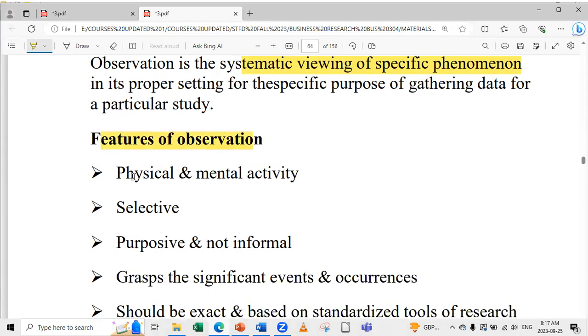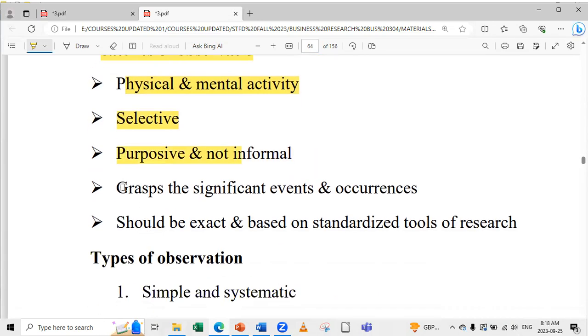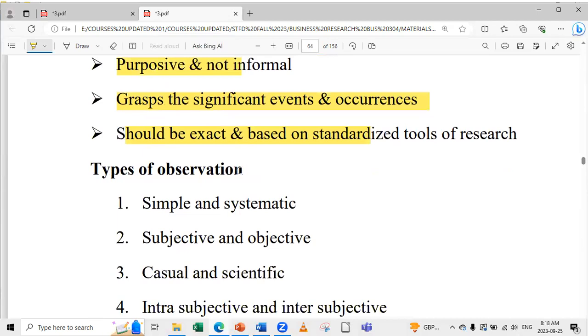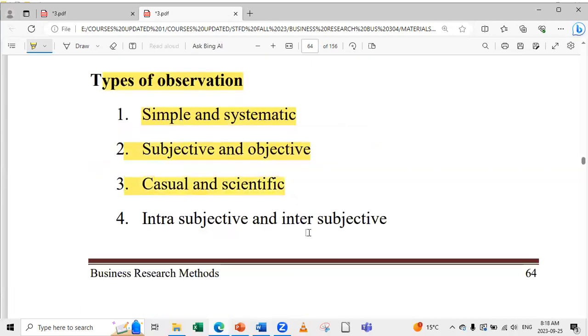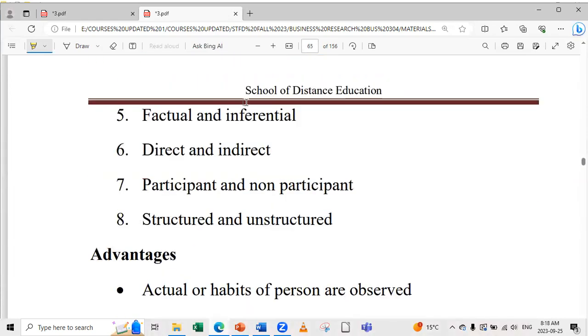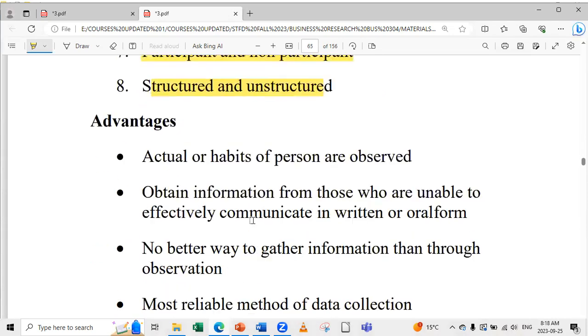Features of observation: physical and mental activity, selective, purposive, non-informal, grasping the significant events and occurrences, should be exact and based on standardized methods. Types of observation: simple and systematic, subjective and objective, casual and scientific, intersubjective, factual and inferential, direct and indirect, participant and non-participant, structured and non-structured.